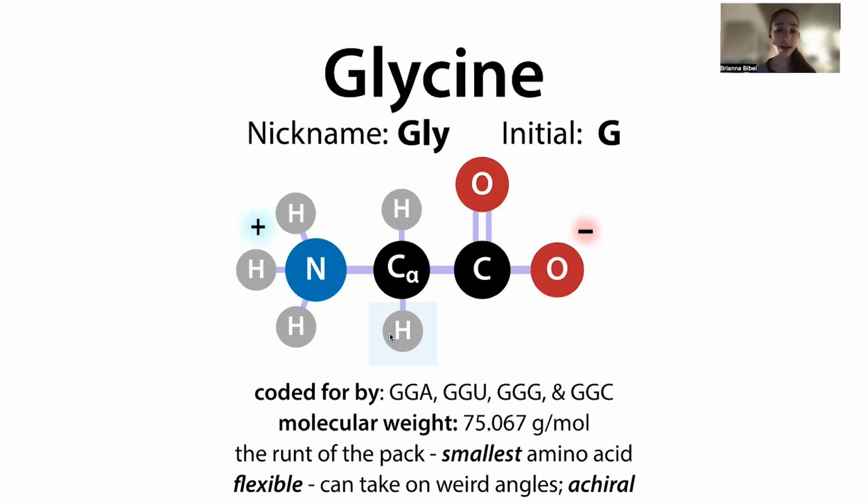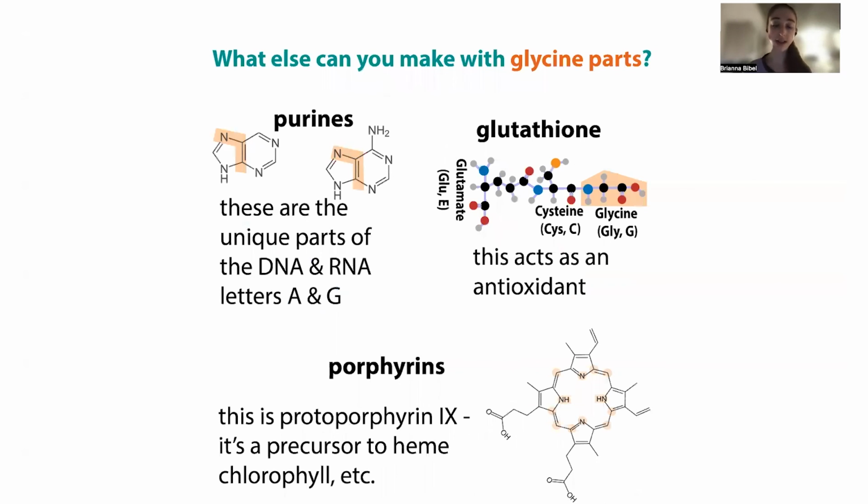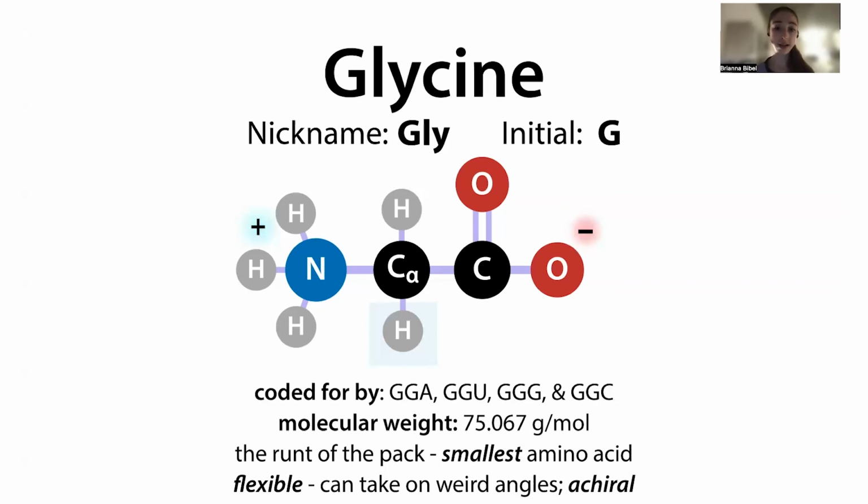It's achiral, so its right- and left-handed versions look the same. It is non-essential, which means our bodies can make it ourselves. In this case, our bodies can make it from serine, and we can do other things with it, like make purines, glutathione, and porphyrins. So glycine is a really cool and really important amino acid, and our bodies use it. We use it in the lab, and I hope you can now appreciate why it's really fab.